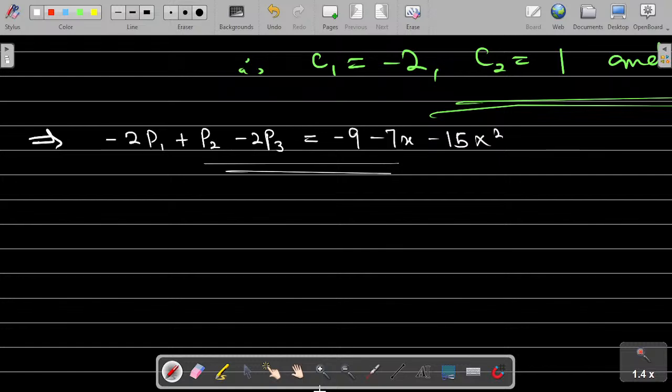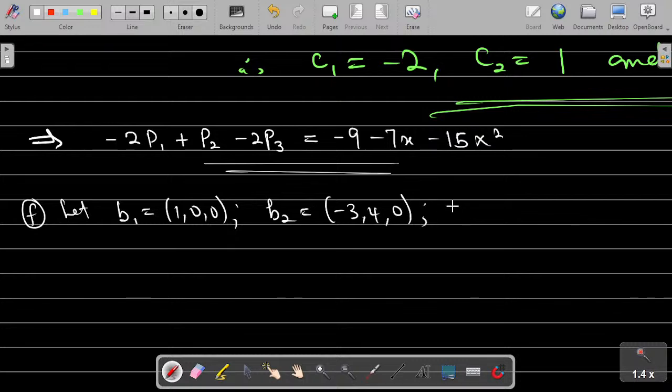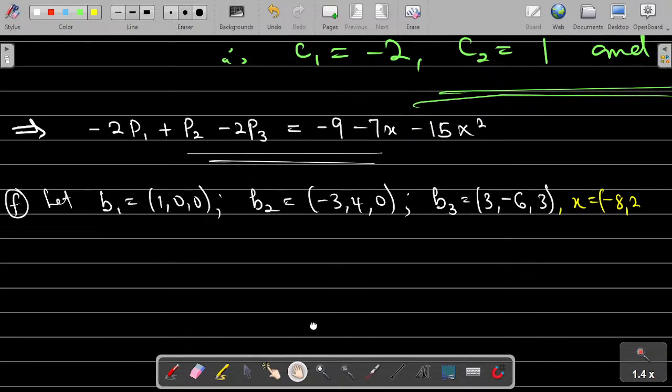Okay, so straight away to question F. What are we given there? Right, so there we are asked to, okay, so let B1 be equal to 1 0 0 and B2 be equal to -3 4 0, and your B3 is equal to 3 6 3 minus 6 3, and then X, let me see if I can write that X there, and then X as -8 2 3. Okay, I just wanted all of them to enter that line.